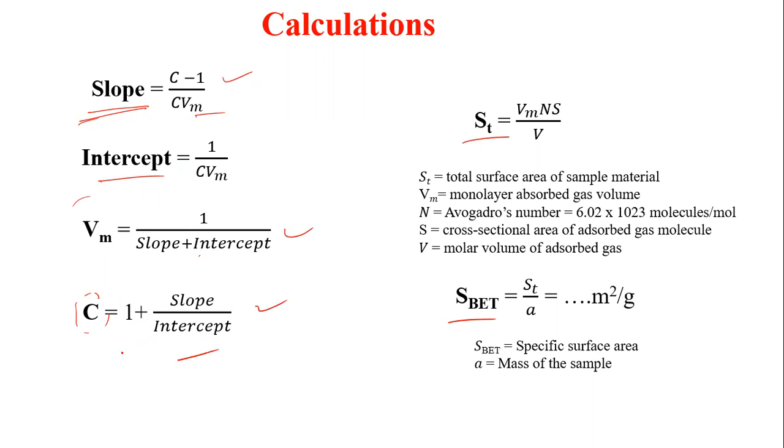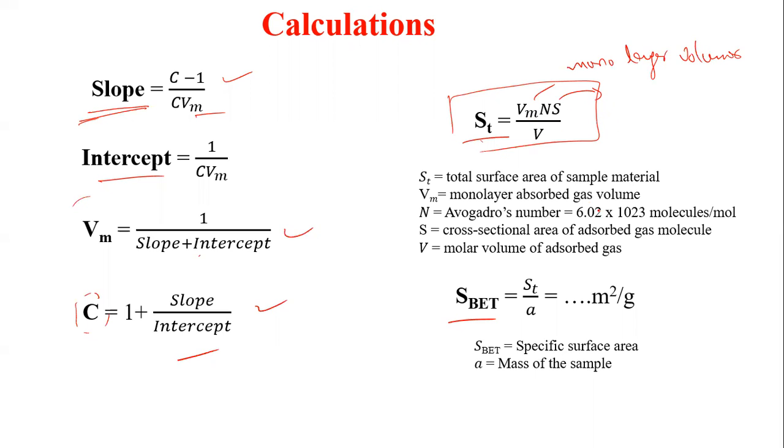Once you get this constant value, we have another equation, that is St. St means total surface area of the material is equal to Vm. Vm is the monolayer volume, which means when your surface is totally covered by the single layer of the adsorbed gas molecule.